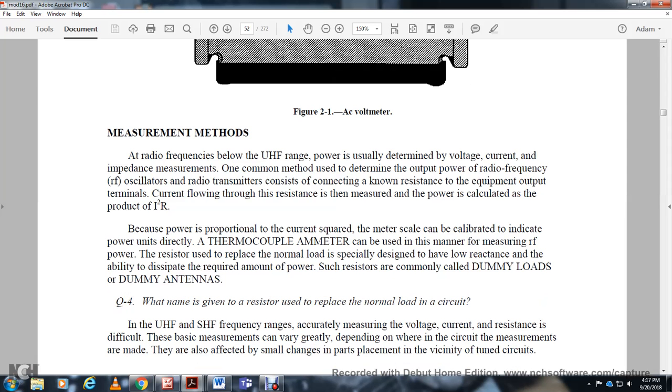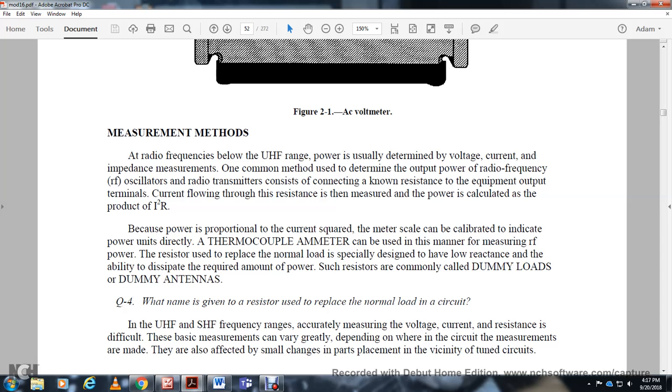Measurement method. At radio frequencies below the ultra high frequency range, power is usually determined from voltage or current and the impedance. One common method is to determine the output power of the radio frequency oscillator or radio transmitter by connecting it to a known resistance, then measuring the current flowing through the resistance to calculate the power.